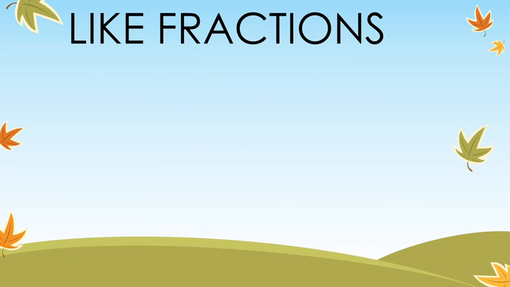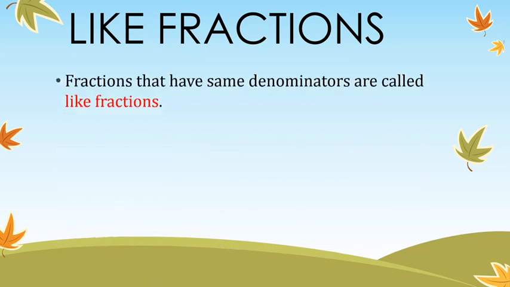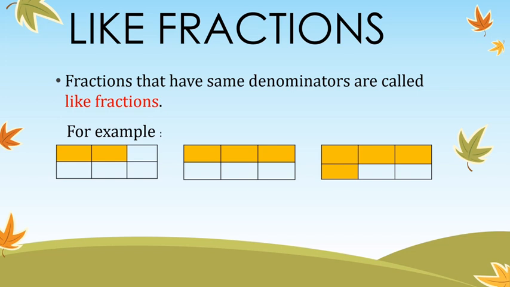Now let's talk about like fractions. What are like fractions? Fractions that have the same denominators are called like fractions. For example, all of these figures you will see are of the same shape and size, and all of the shapes are divided into the same number of parts, equal number of parts. But yes, one difference is there, that they are not shaded equally.